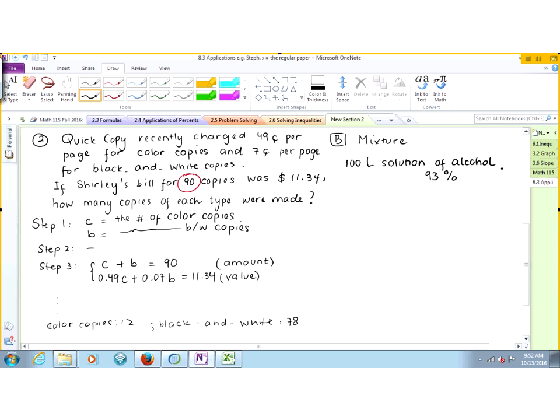Now, what does it mean if we have a 100-liter solution of alcohol? Yes, pure alcohol. So how many liters is pure alcohol? So it just means that you have 93 liters of pure alcohol, right? Okay, and what is the rest? Water. 7 liters of water. All right, so this is 93% alcohol. So that's what it means.